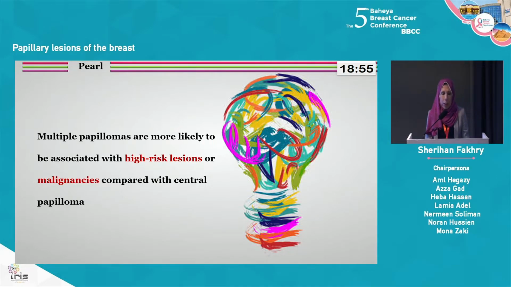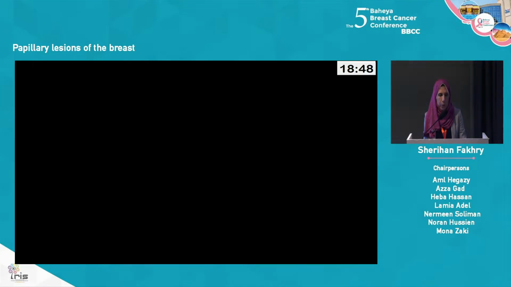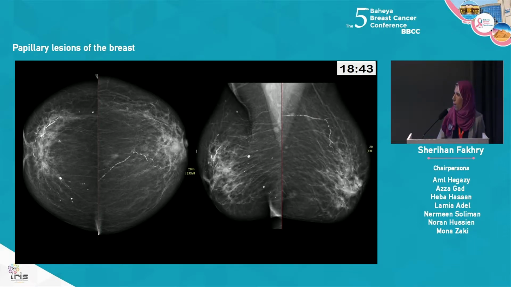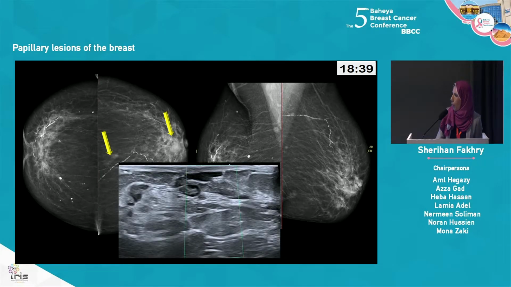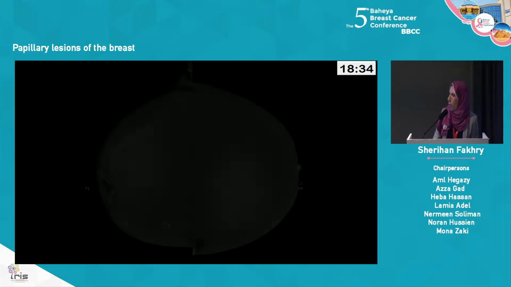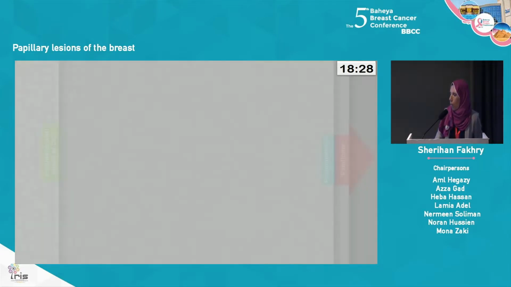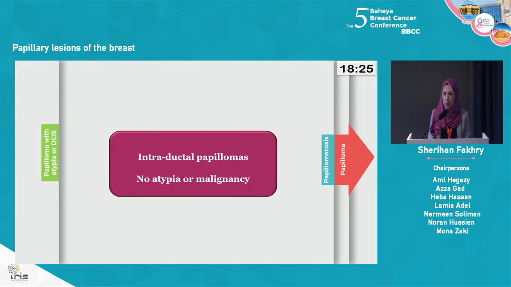It should be noted that multiple papillomas are more likely to be associated with high-risk lesions or malignancies compared with a central papilloma. In this case, mammography showed left breast retroareolar and deeply seated focal asymmetries. By ultrasound, there was intraductal echogenic content. By contrast-enhanced mammography, there were multiple enhancing nodules. Post-operative pathology revealed intraductal papillomas with no atypia or malignancy.